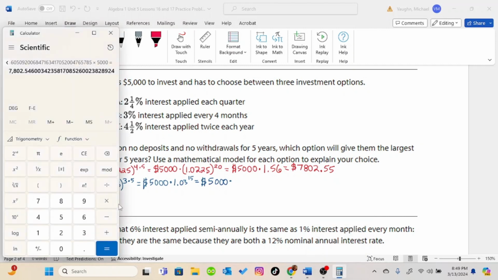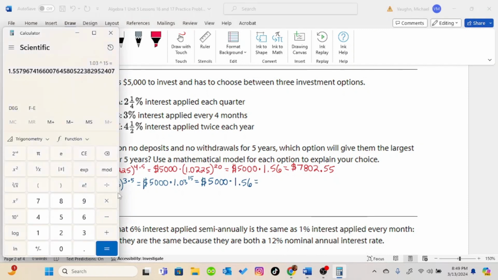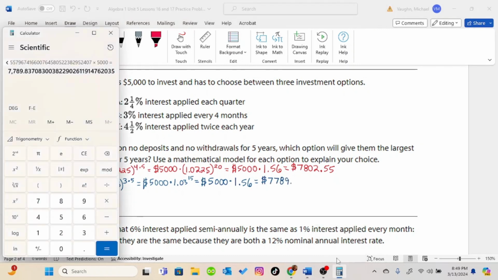So now we'll multiply 1.03 to the power of 15. So this is approximately 1.56. And when we multiply this by the original 5,000, we get $7,789 and 84 cents.